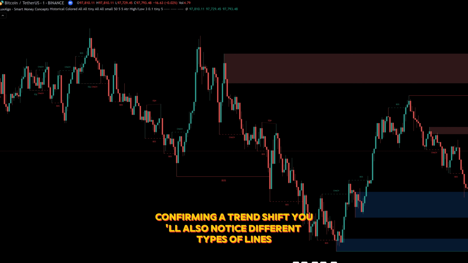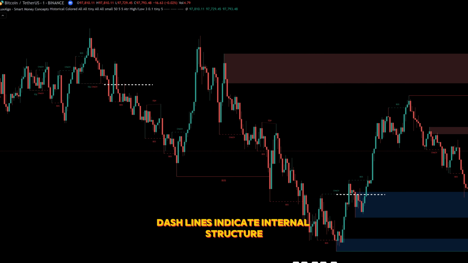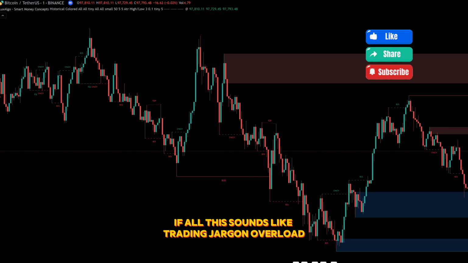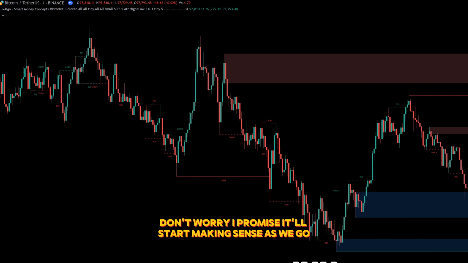You'll also notice different types of lines. Dashed lines indicate internal structure, basically what's happening within a larger price movement. Solid lines show swing structure, which is more significant and indicates a higher time frame shift. If all this sounds like trading jargon overload, don't worry, I promise it'll start making sense as we go. Just like the first time you tried sushi. Confusing at first, but now you can't live without it.